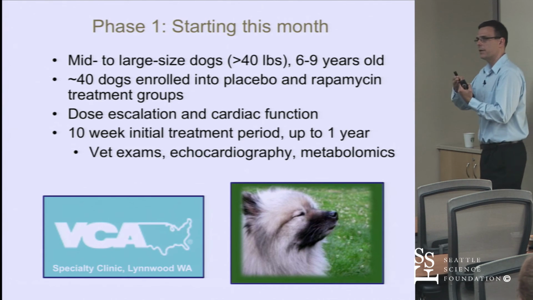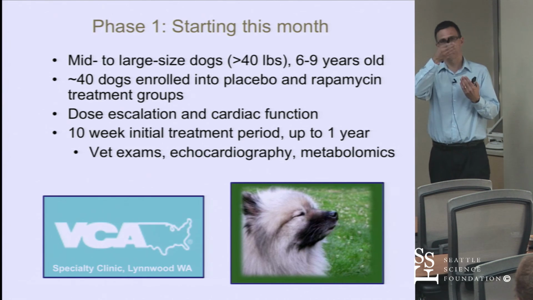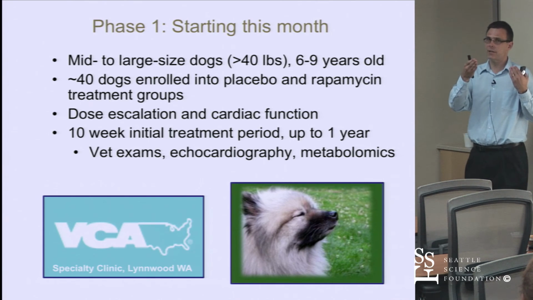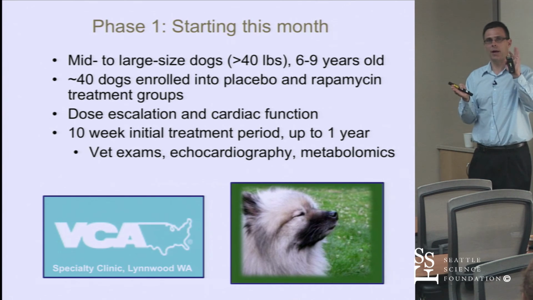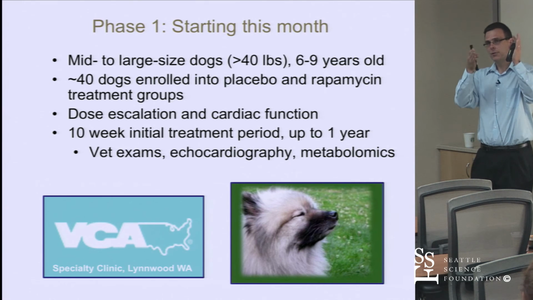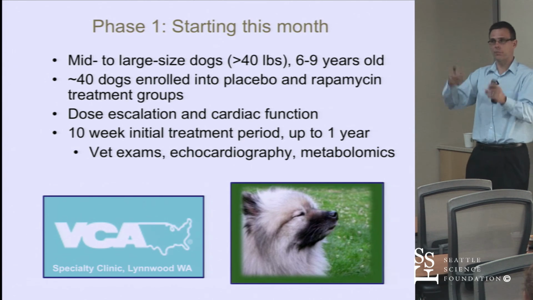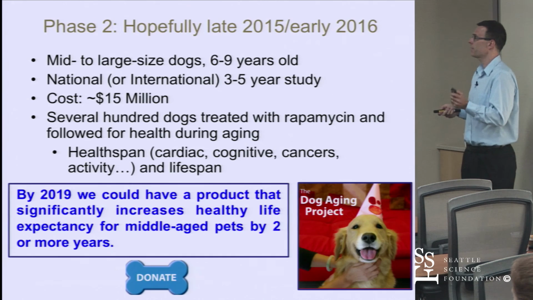So the dogs will come in. They'll get an exam, some blood work, and a baseline echocardiography. Assuming no pre-existing health concerns are noted, they'll be randomized into placebo or treatment group. Two weeks later, they'll come in for another blood draw. And then after 10 weeks, they'll get another echocardiography, and we'll hope that we see improvements in cardiac function at the end of the 10 weeks.